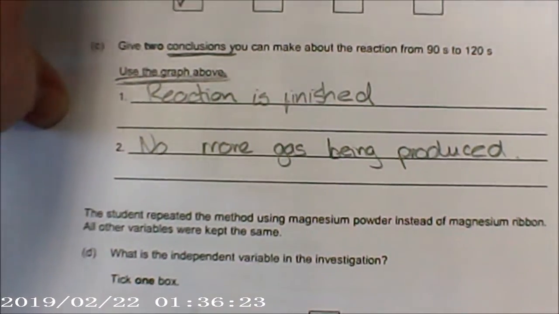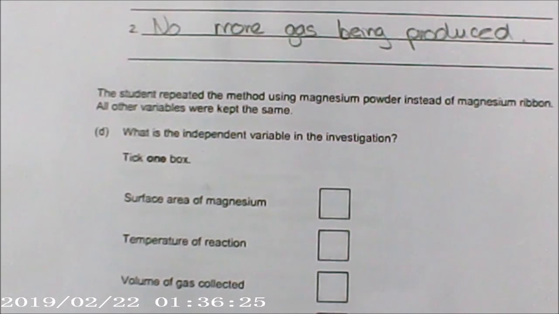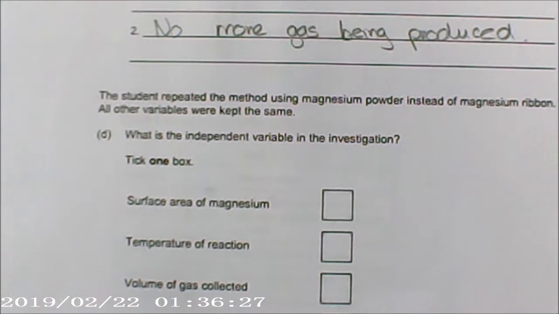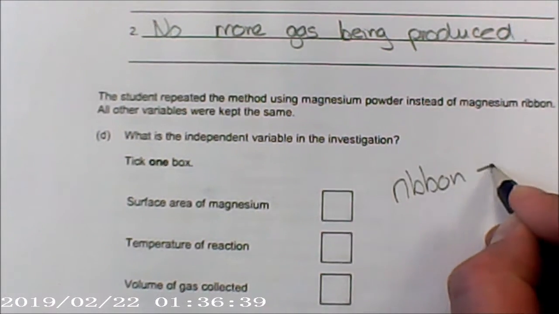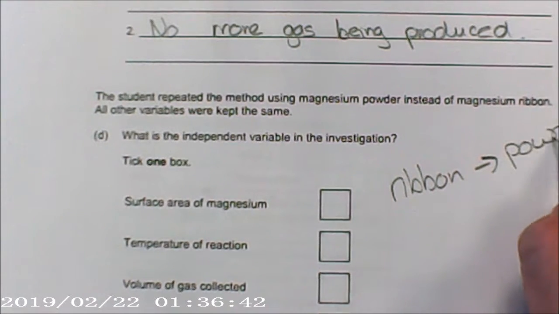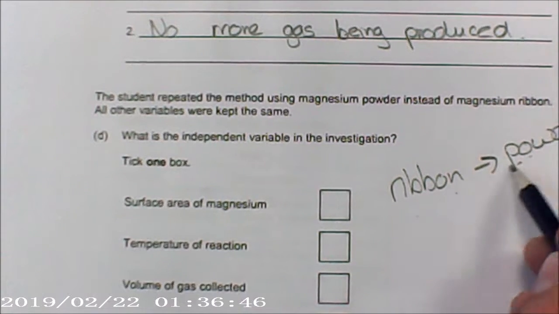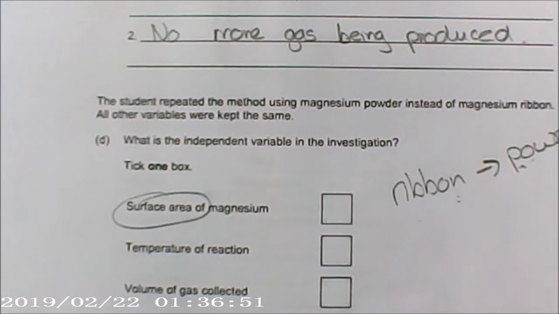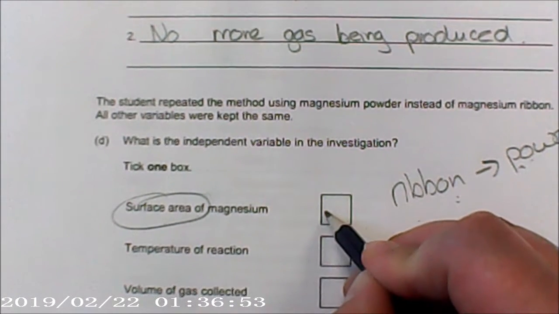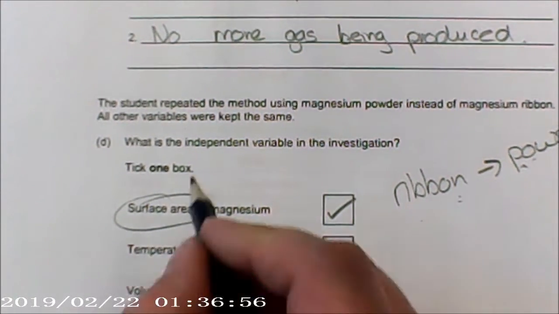Right, the student repeated the method using magnesium powder instead of magnesium ribbon. All other variables are kept the same. What is the independent variable in this investigation? So they were using ribbon, now they're using powder. So hopefully we realise the difference between those two is the amount of surface area. So the surface area of the magnesium is the independent variable.